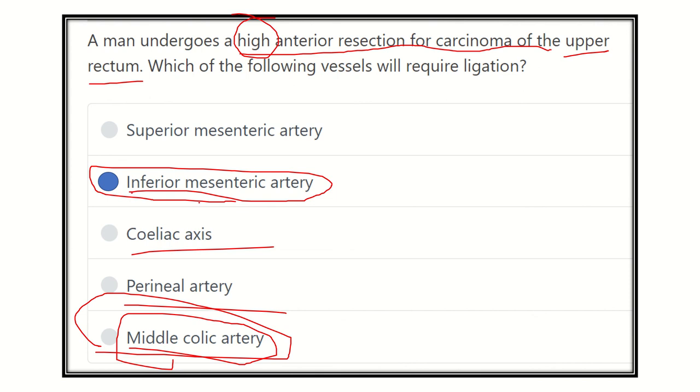So our final answer is the inferior mesenteric artery. During the high ligation or high anterior resection of carcinoma of the upper rectum, the inferior mesenteric artery will be ligated.